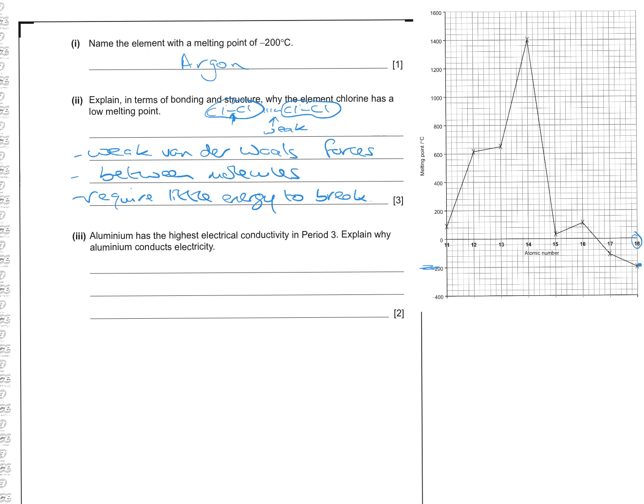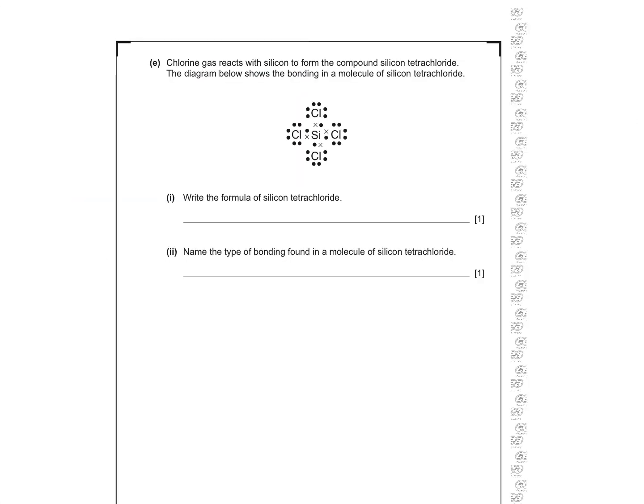Explain why aluminium conducts electricity. This is the next question, and this answer applies to all metals. So the question could have asked you to explain why magnesium conducts electricity, explain why copper conducts electricity. Metals have delocalized electrons which can move and carry charge. And put in delocalized because it's not the inner shell electrons that move, it's the outer shell ones, the delocalized ones that move and carry the charge.